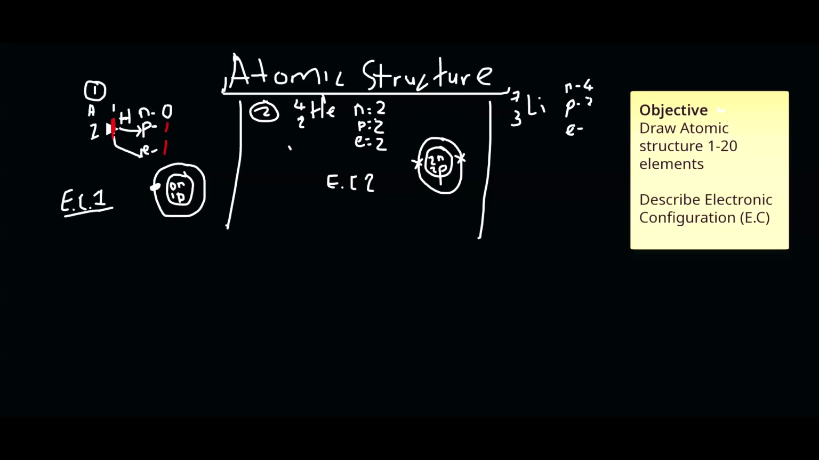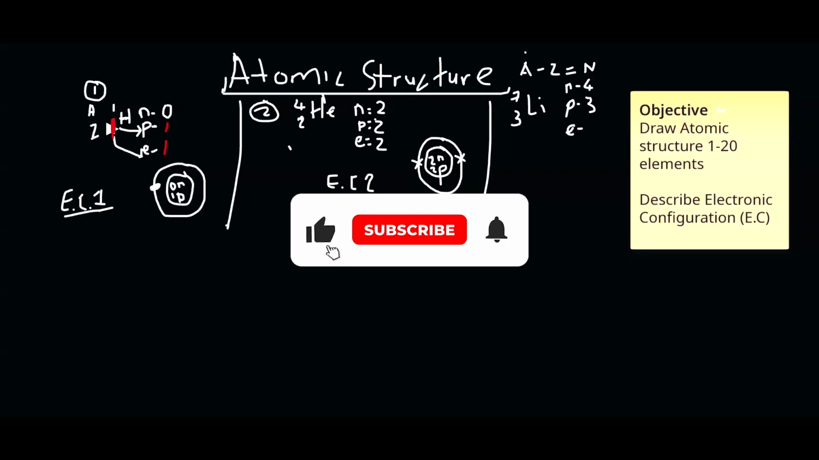I'm saying it a million times. To get the neutron number, it would be mass number, A, minus atomic number, Z, equals N. N is the amount of neutrons. Mass number minus atomic number gives neutrons.